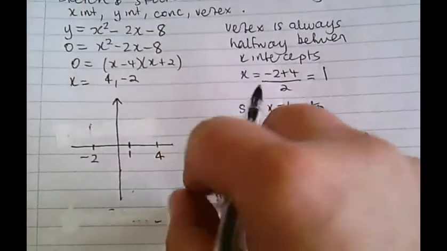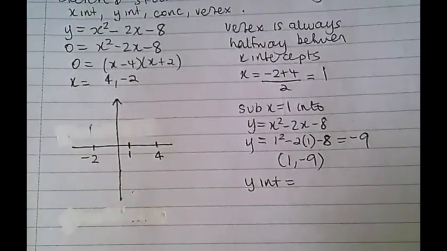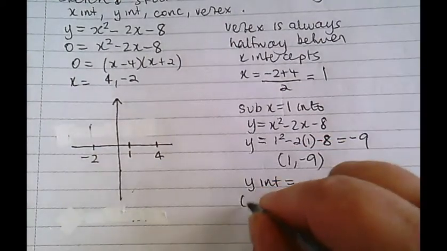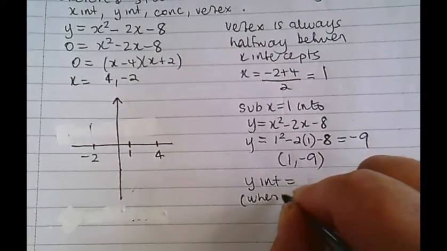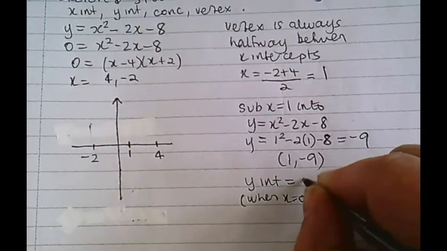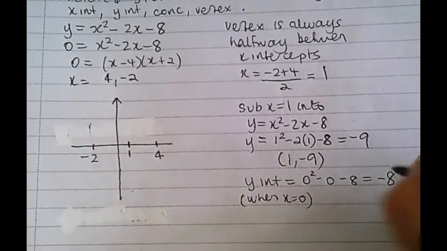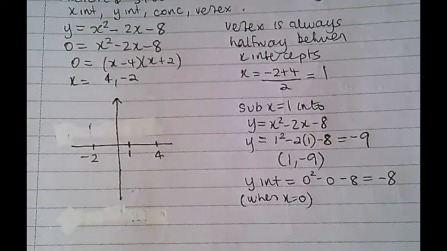Help. What's the y-intercept? Guys, that's an easy one. When x is 0, it's just 0 squared minus 0 minus 8. It's negative 8. It's the constant term. The y-intercept is the constant term, for a straight line and a parabola.